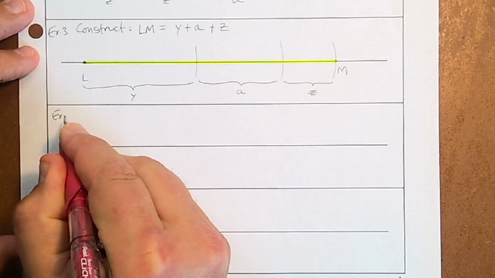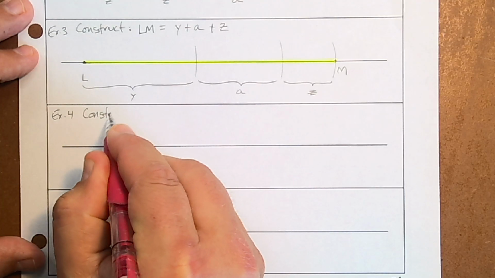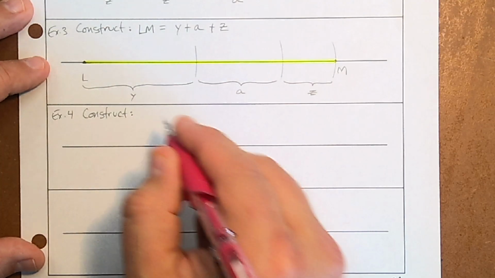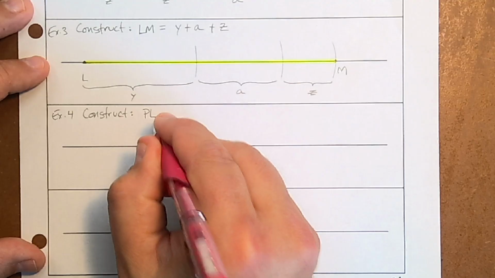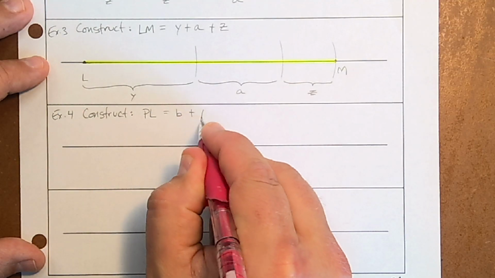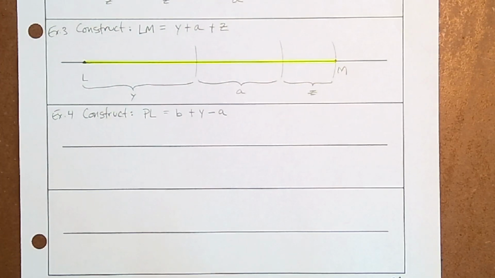Okay, here's example 4. We are going to construct, with our precision measuring tool, line segment PL, and that is going to be B plus Y minus A units long. Wait, what? Okay, well, let's think about that for a second. B plus Y minus A units long.